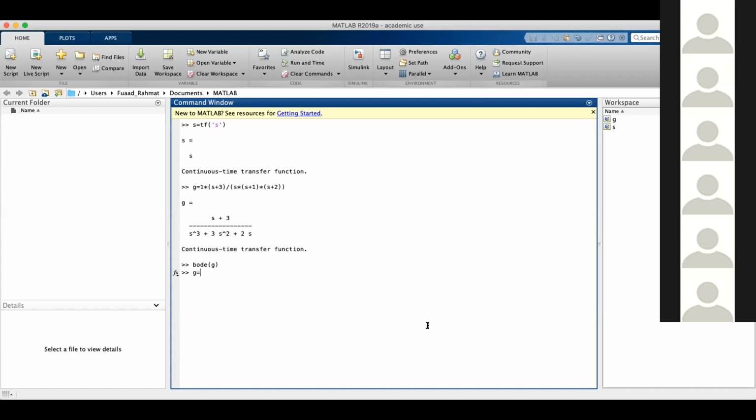Okay. Example 2. G(s) is (s plus 3) over (s plus 2)(s squared plus 2s plus 25). So we're going to plot using MATLAB. So the G will be different. Okay, G is s plus 3 divided by s plus 2.